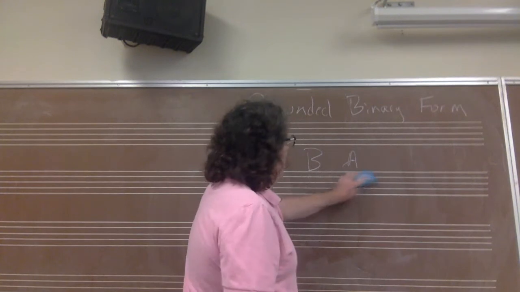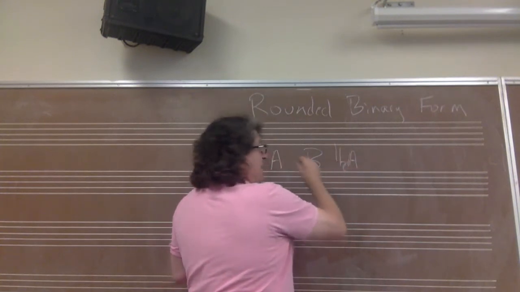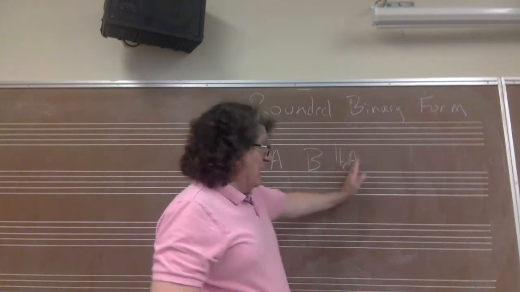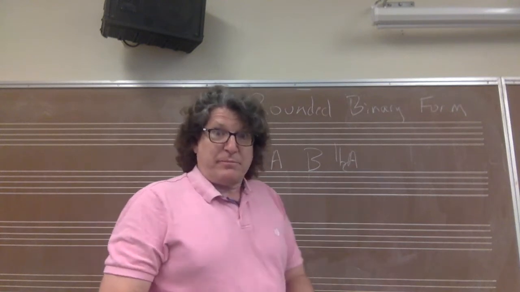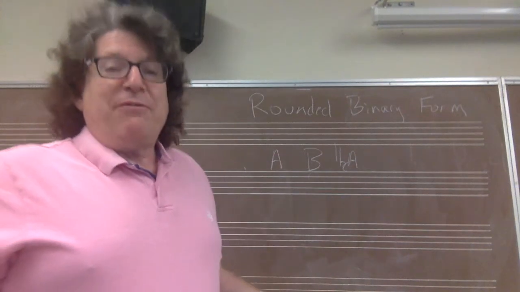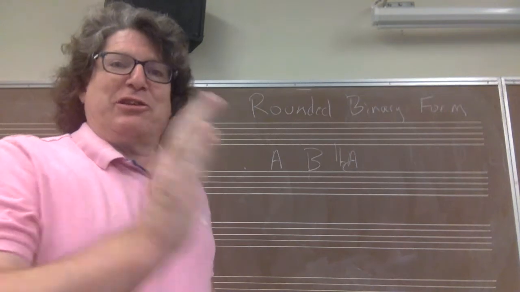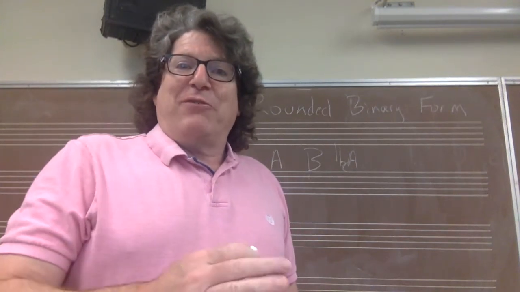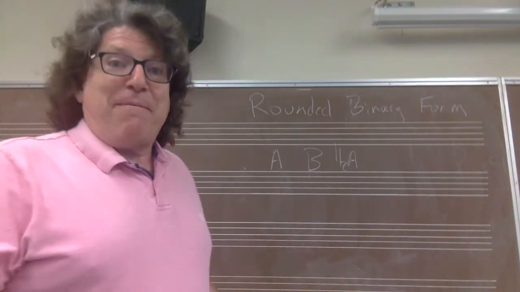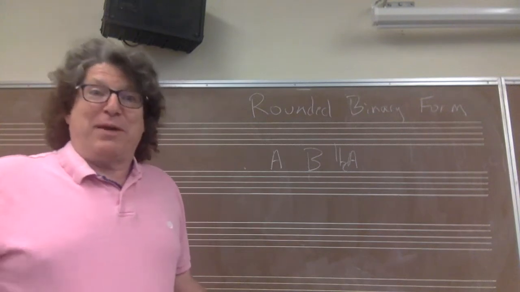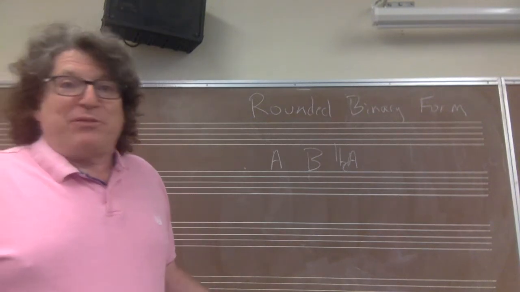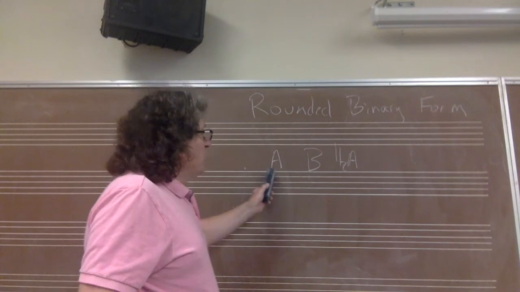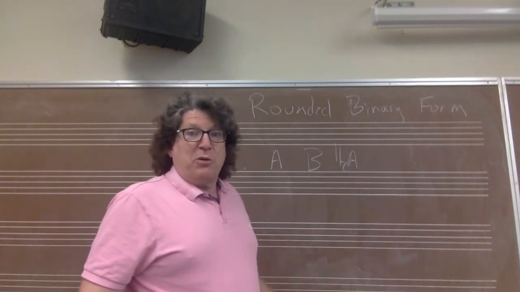Or if A is very long, even if you do half an A, this will feel like a ternary because that A is so powerful. Sometimes we can't tell. In fact, I've looked at pieces of music and looked at 4 or 5 different websites and found different answers. That the same piece is called a binary, a ternary, and a rounded binary, all by professional theorists. So oftentimes when we see an ABA, it's very hard to know what it is.